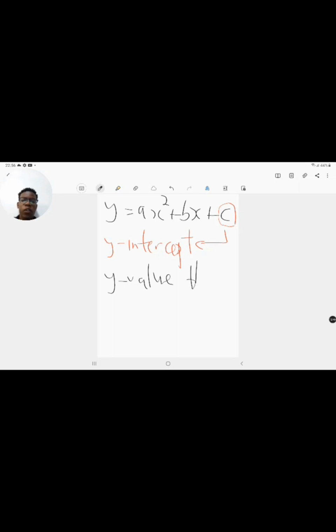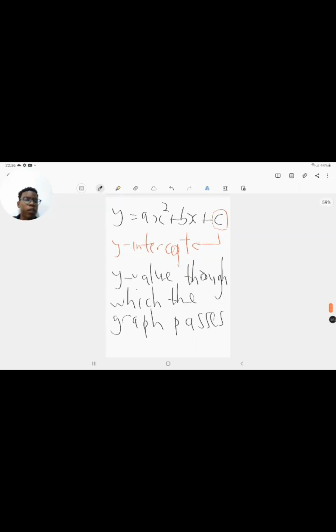That's the y value through which the graph passes. Okay, that's the y value through which the graph passes.